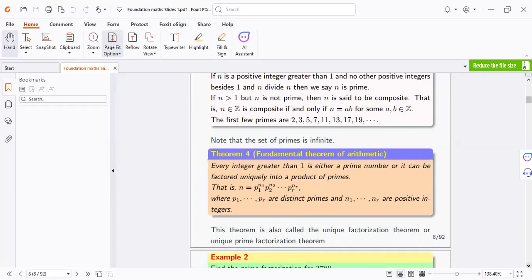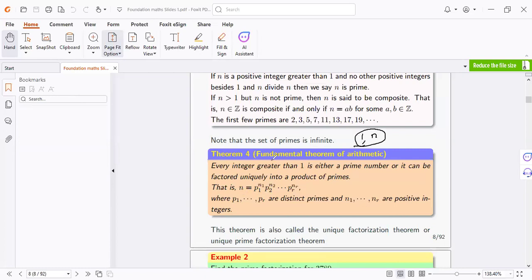Note that the number 1 is not a prime number. Some people confuse it to be prime. It's not, because it does not satisfy the properties of a prime number. We said a prime number, first of all, has two divisors, 1 and itself, but 1 has only one factor. It does not even meet these two conditions.